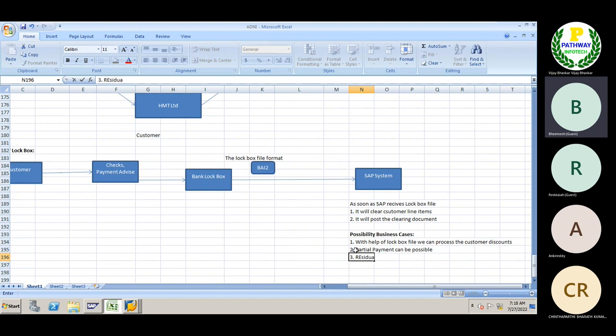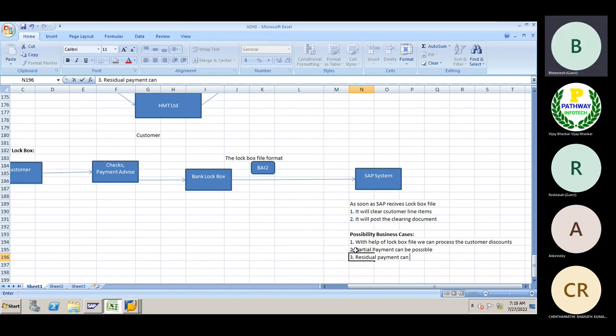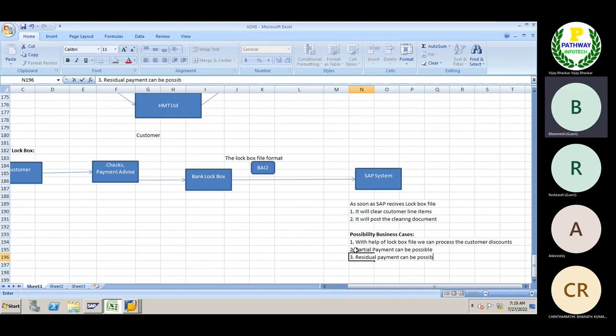Then the third one is residual payment can be possible, but remember, most of the organizations prefer residual payment only. I have already explained why they prefer residual payment: it will clear the original invoice and create a new document for the incoming amount. But for partial payment, it will not clear the original invoice, and it will create a new document for the incoming amount. Means in partial payment, the incoming payment document and the open invoice item both will be open. But in residual, it's not like that. The functionality I have already explained to you.